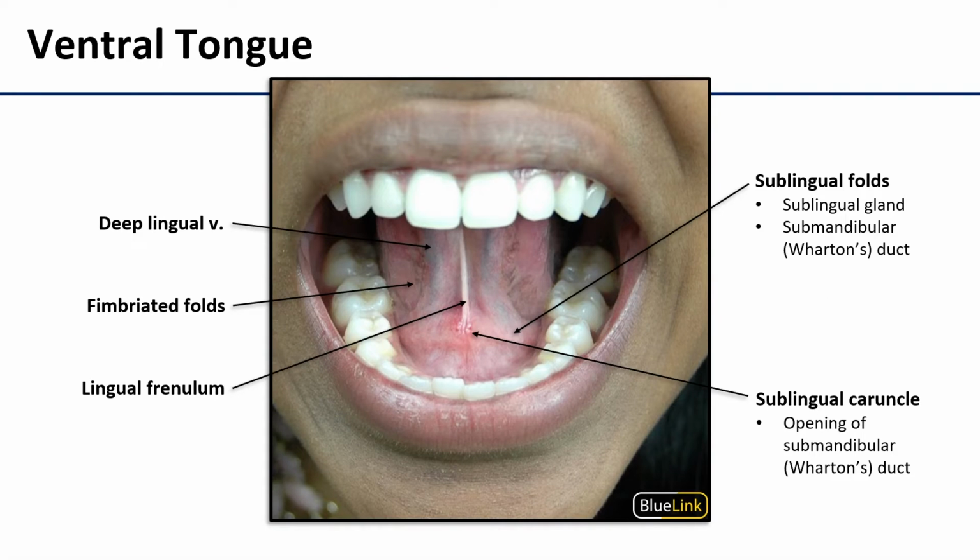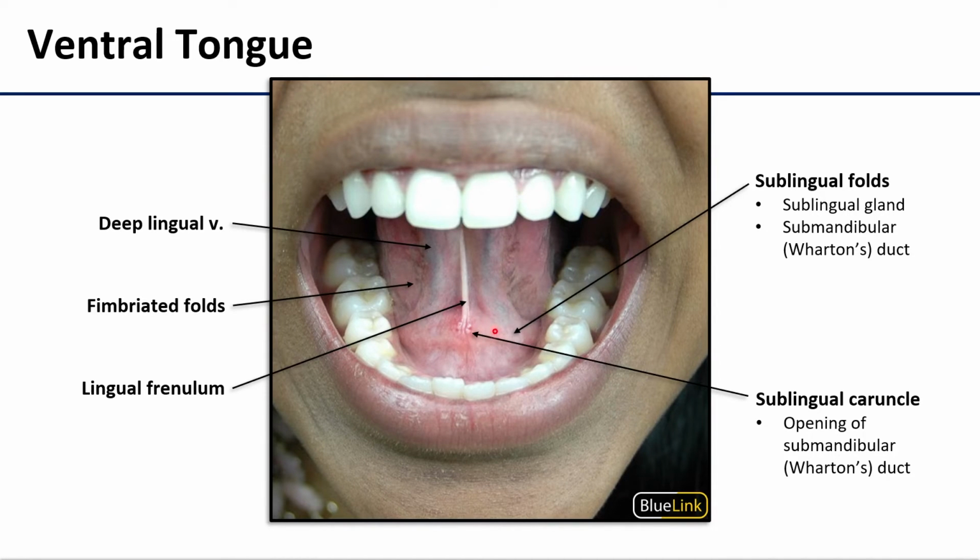Now, the ventral tongue is not divided up into any additional regions. It's tethered to the floor of the oral cavity by the lingual frenulum, and on either side of that you can find those sublingual caruncles and the opening of the submandibular ducts. Running laterally from those, you have the sublingual folds, which are covering up the sublingual salivary glands and house the openings of their many little ducts onto the oral floor.